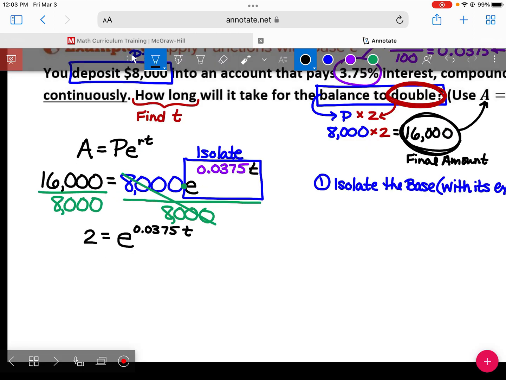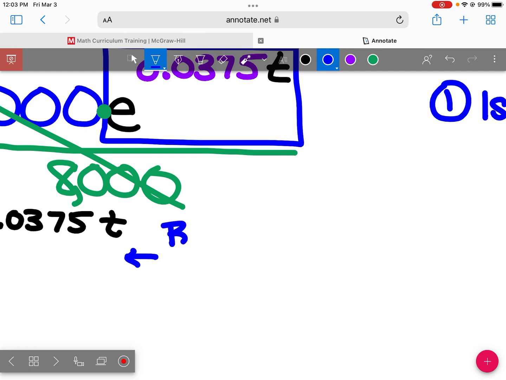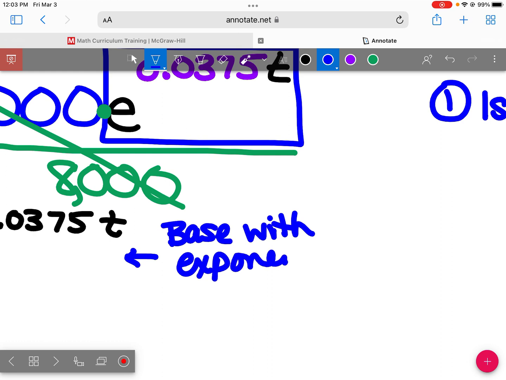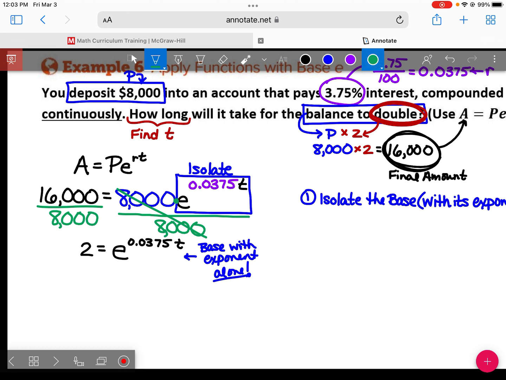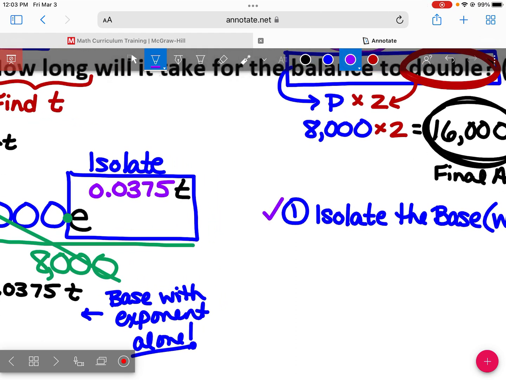All right. Do I have the base with its exponent isolated? Yes. Base with exponent alone. So what's our next step? Once I get the base with its exponent all alone, where do I go from here? Write it in log form.